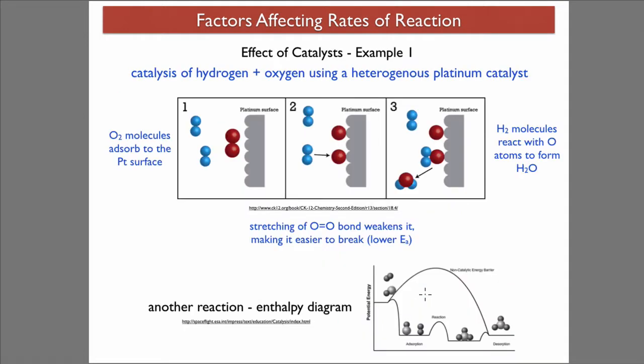Let's have a look at an example. The catalysis of hydrogen and oxygen using a heterogeneous platinum catalyst. We've got hydrogen in blue here, and oxygen in red. It moves over to the platinum surface where it gets adsorbed on the surface. This weakens or stretches the oxygen bond, and then the hydrogen can come in, react with the oxygen, and form a water molecule. Notice it says adsorbed, not absorbed. That means it's on the surface.